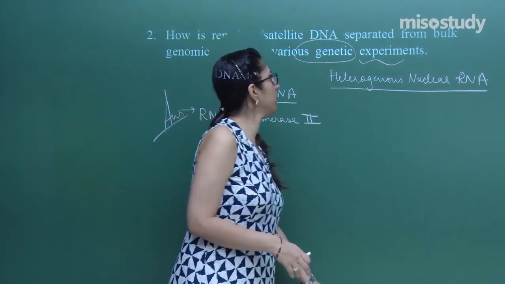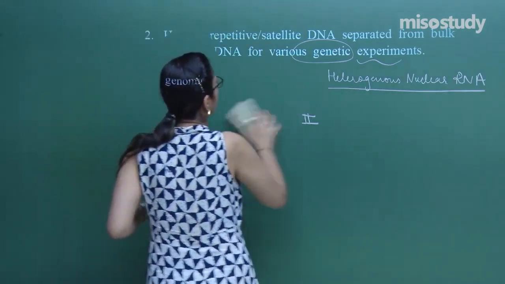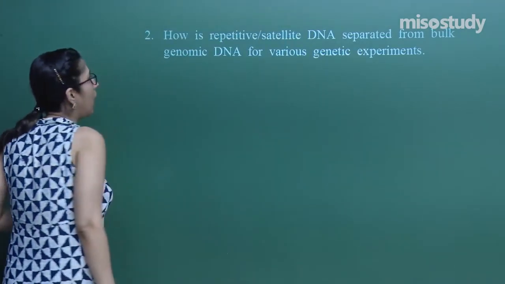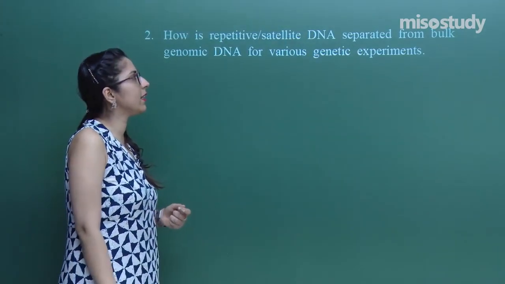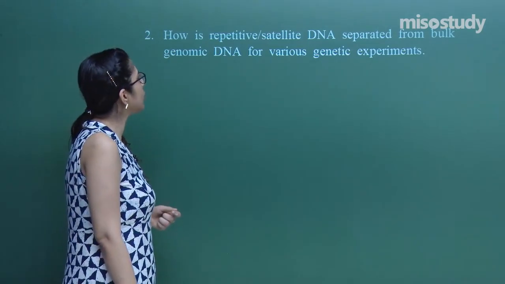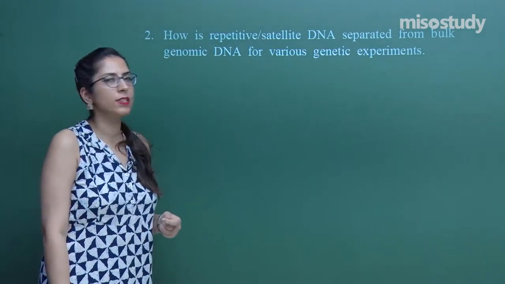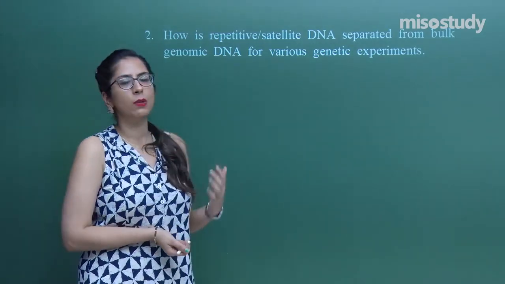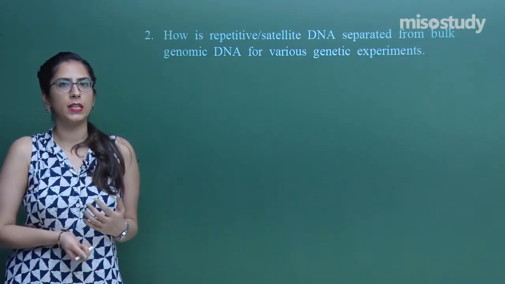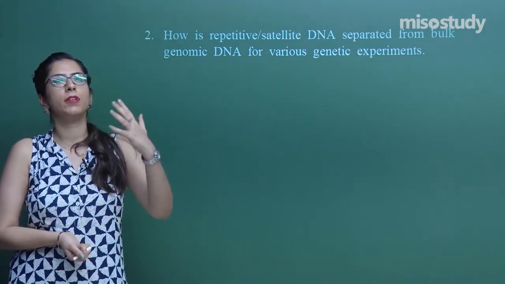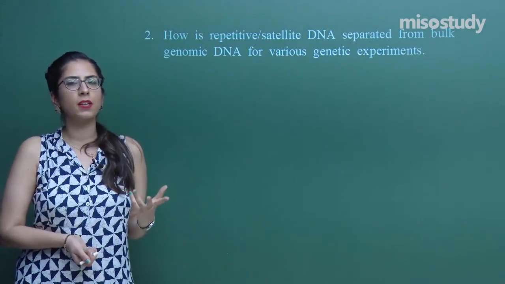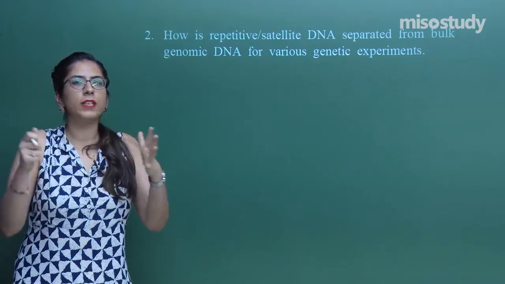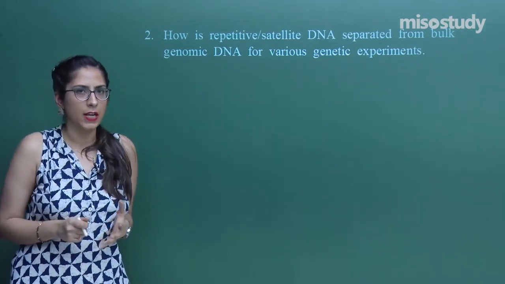Just read this question by the time that we prepare this board. The question says, how is repetitive or satellite DNA separated from bulk genomic DNA for various genetic experiments? A bulk DNA is there and we have certain repetitive sequences present in eukaryotic DNA. These repetitive DNA sequences, in overall amount, are very, very high.